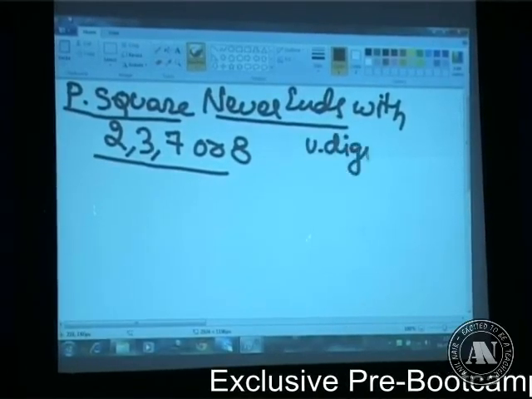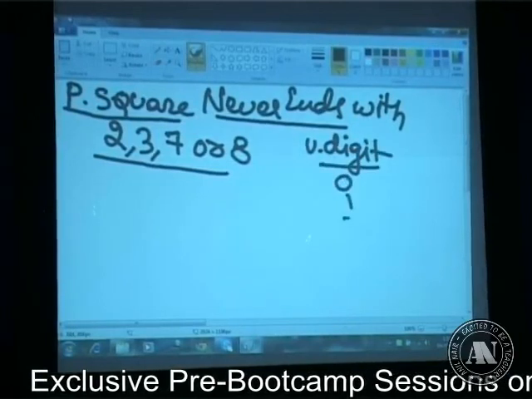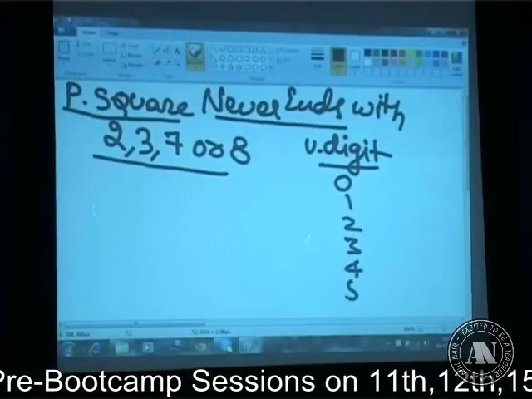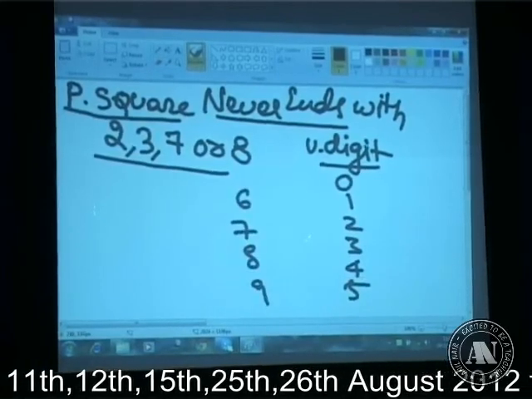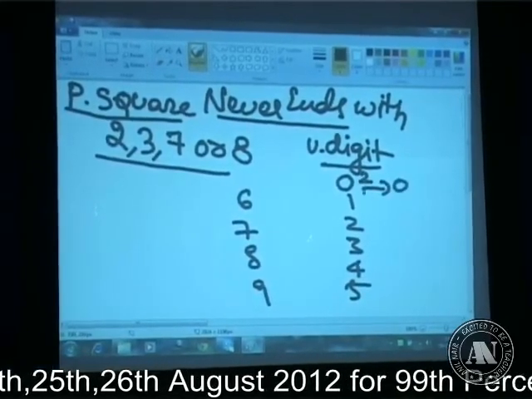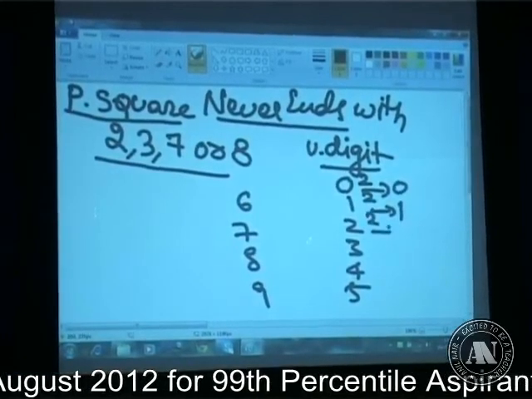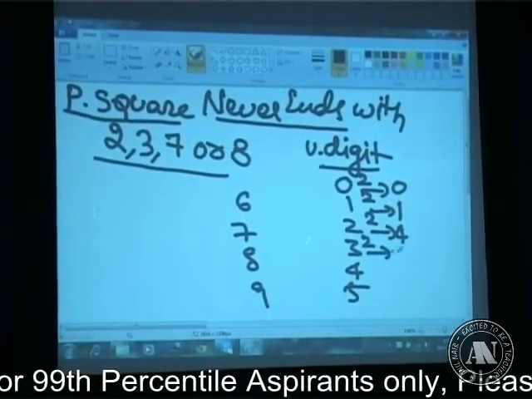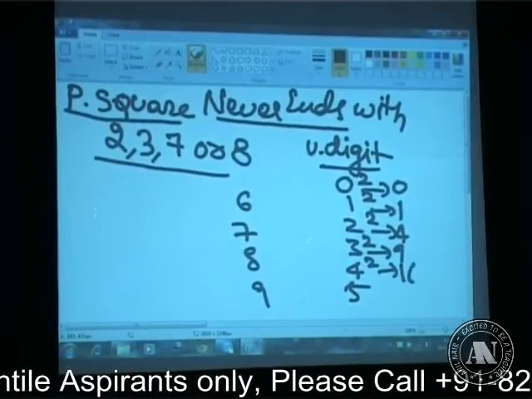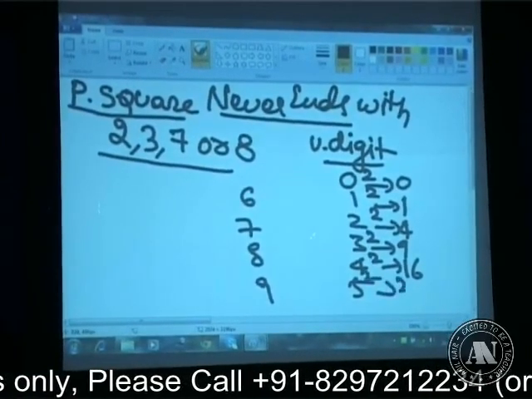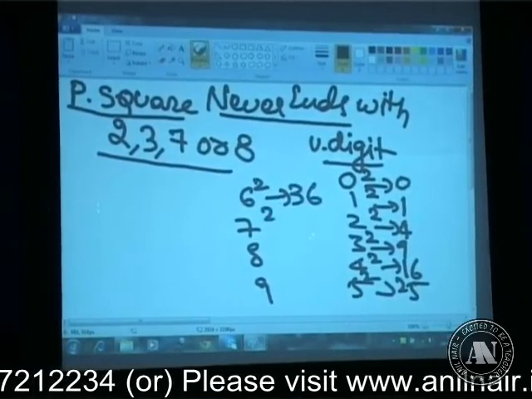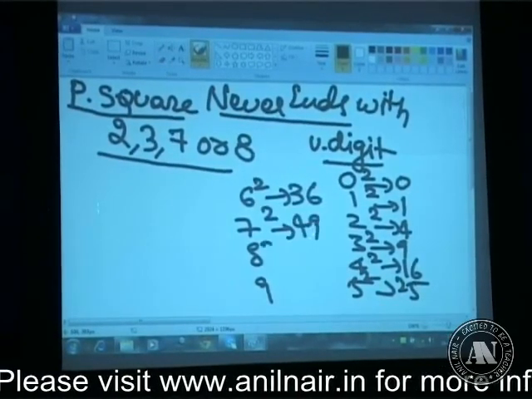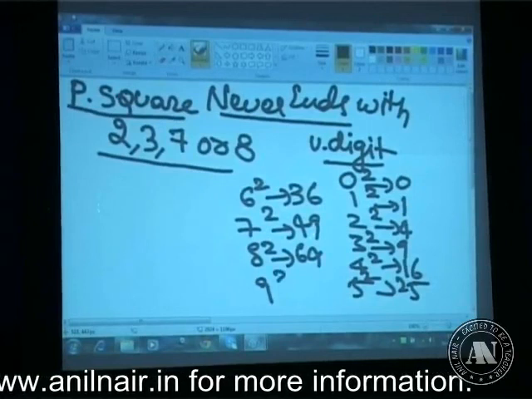Any unit digit of a number will range from 0, 1, 2, 3, 4, 5, 6, 7, 8, 9. Agreed? 0 square is 0. 1 square is 1. 2 square is 4. 3 square is 9, 4 square is 16, 5 square is 25. If you observe any number after squaring, am I getting 2 or 3 at the end? 7 square 49, 8 square 64, 9 square 81.